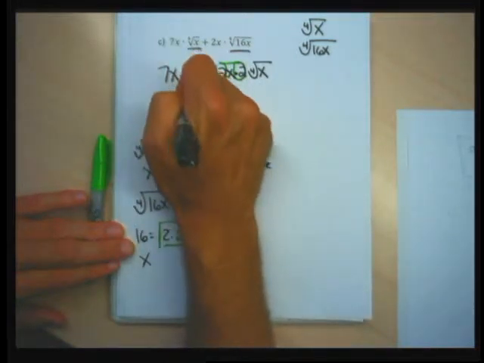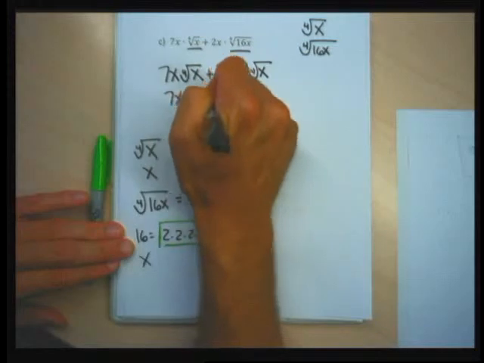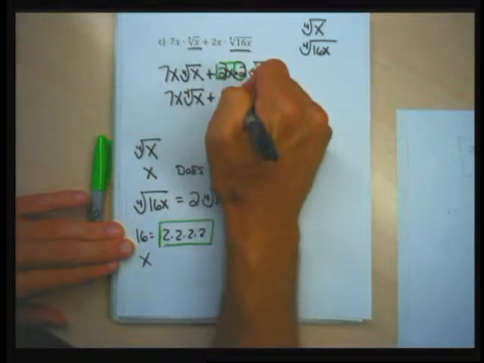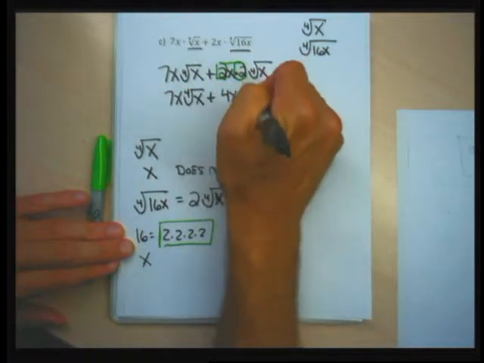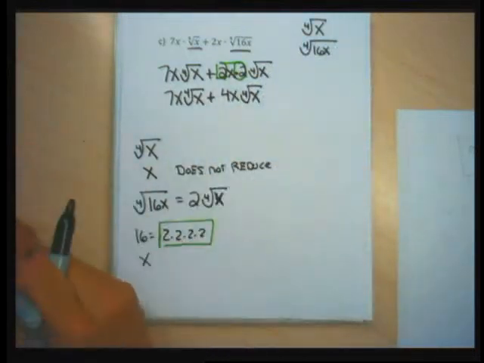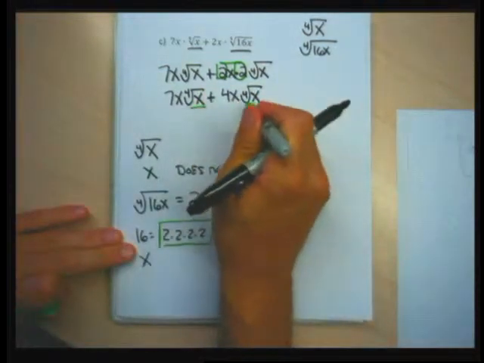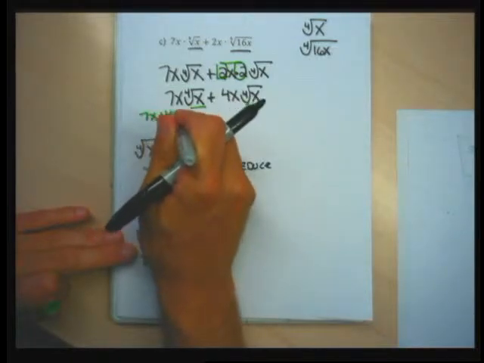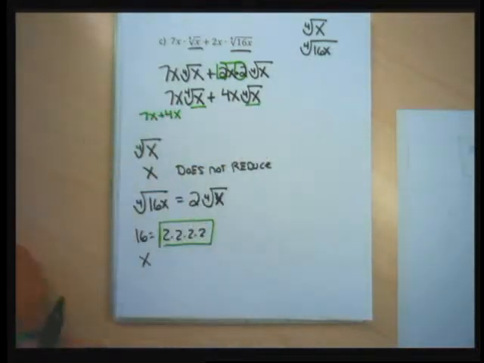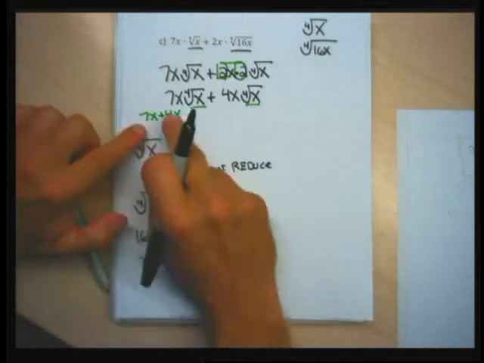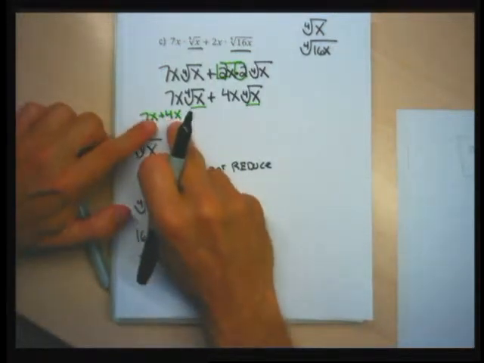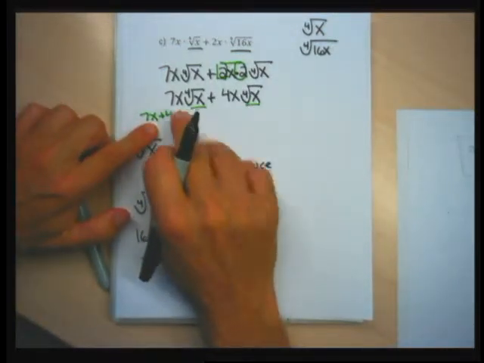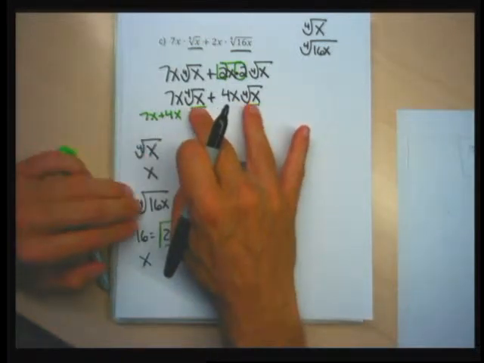So I'm still leaving the first piece alone. I'm going to change the second piece to 4x times the fourth root of x. Now, under each of the radicals, I have an x, and it's a fourth root of x. So to simplify this, I just have to add the 7x and the 4x. And when I'm adding with x's, I'm only adding the numbers to the left of the x's. The x's don't change. Similarly, when I'm adding with radicals, the part under the radical doesn't change.